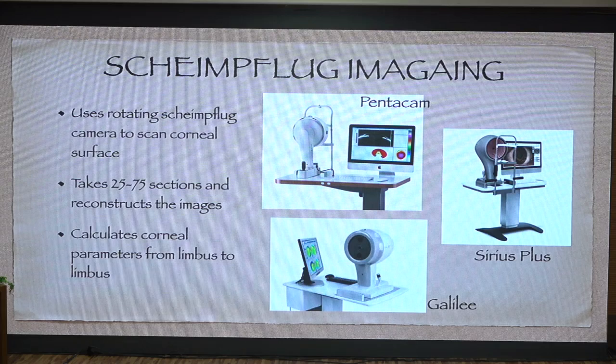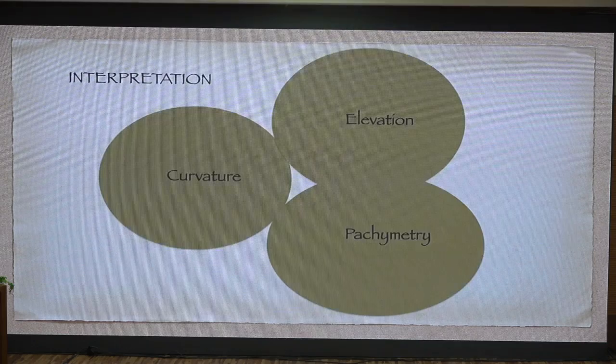There may be much more also, but I know these commonly available devices like Pentacam, the Cirrus Plus also, and a Galilei. So these are the ones who are going to look at the anterior as well as the posterior corneal surface. These devices take about 25 to 75 sections of the cornea, and then they reconstruct these images and will calculate all the parameters of the cornea right from limbus to limbus.